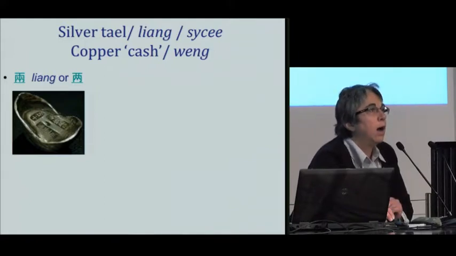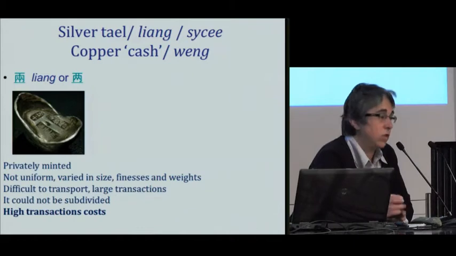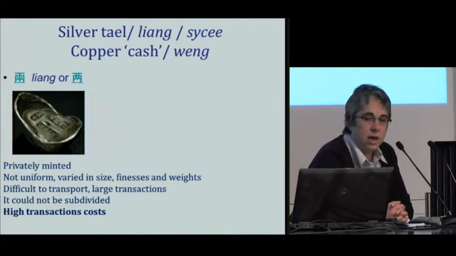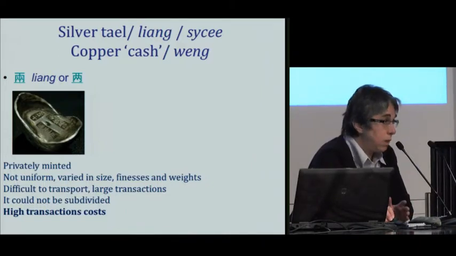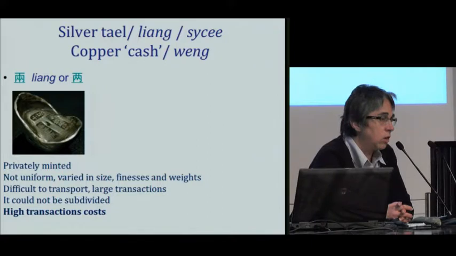For official bookkeeping purposes, most prices and taxes and so on tend to be denominated in silver tael or liang, the silver sycee, which inside China was privately minted. It wasn't uniform. There was enormous variation in weight, size, and fineness. It was very difficult to transport because it was very large. It was mainly used in large transactions. It couldn't be subdivided. There was no fractionary coinage out of it, which implied high transaction costs as the Chinese economy became more and more commercialized.